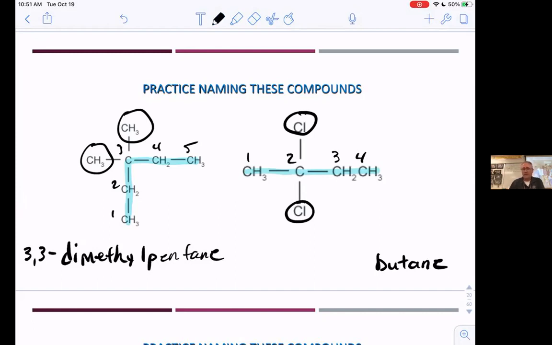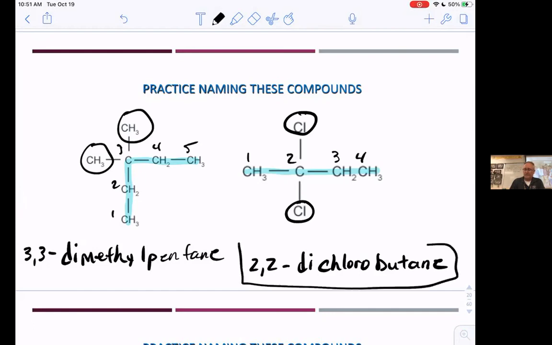If they were iodines, they'd be iodos. But anyway, this is chloros, chlorobutane. There are 2 of them, so you'll need dichlorobutane. And you got to tell us where they are. There is one of them on the second carbon and another one on the second carbon. And so this would be the name of the structure. 2, 2, both on the 2, dichloro, 2 chlorines, butane, 4 carbons, all single bonds.